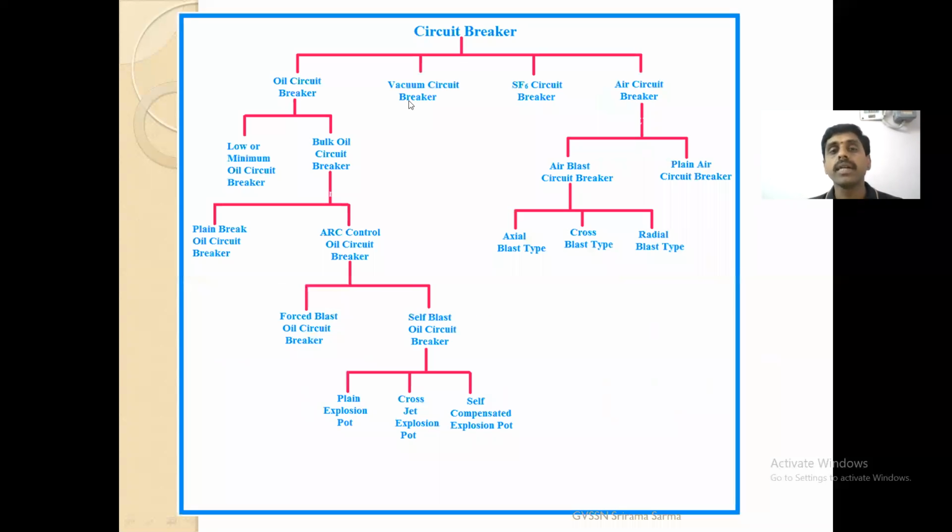Next, coming to this classification, you can also see the classification like this: circuit breaker, oil circuit breaker, vacuum, SF6 and air. Oil is divided into low or minimum oil, and bulk oil. Again, bulk oil is divided into plain brake as well as arc control circuit breaker. That is forced blast, self blast, plain explosion type, cross jet, self compensated type. Here in the air circuit breaker, it is air blast and plain air circuit breakers. In the air blast, there are three types: axial blast, cross blast, and radial type.